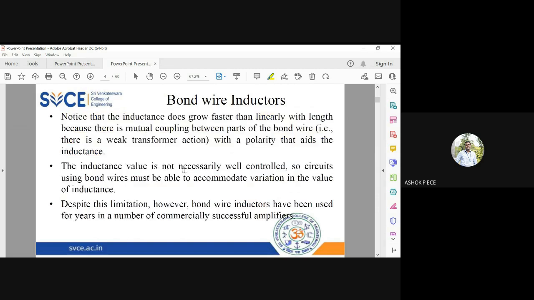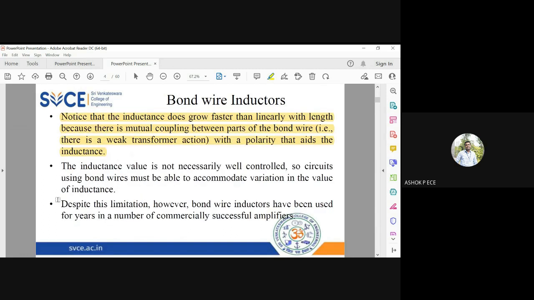Okay. So this inductance grows roughly linearly with the length, but the mutual inductance will aid the inductance. You have a mutual coupling between the different parts of the bond wire, which is going to increase the value of L. L is equal to L plus or minus M. If the polarity is aiding, you add the mutual inductance term. If the polarity is opposite, we reduce by the mutual inductance term, right? Here we assume the polarity is aiding, so the effective inductance will be L plus M, where M is the mutual inductance.